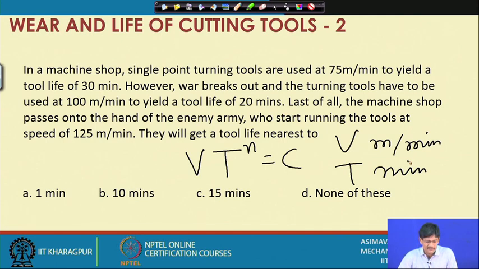So, another value is given, 125 meters per minute the velocity, but the time is not given. What is the tool life? And the tool life has to be decided. Okay. So, the tool life options are 1 minute, 10 minutes, 15 minutes and none of these. So, let us see how we can proceed.